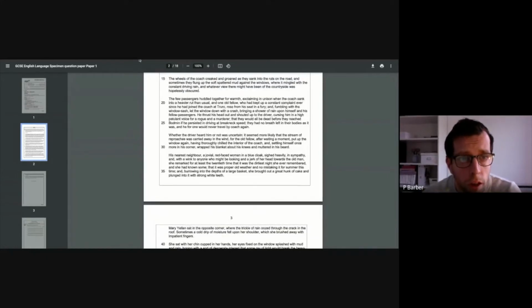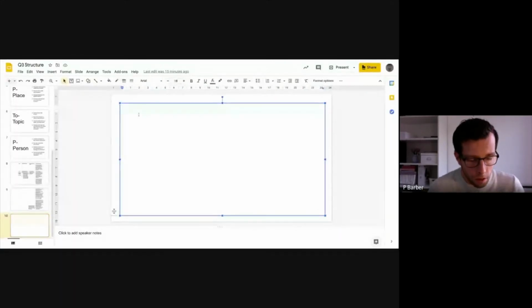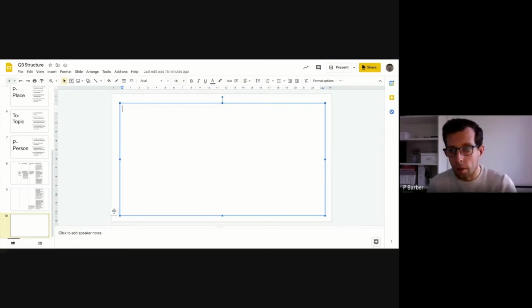So if we are looking at introducing a paragraph for this, we're going to start by thinking what changes. Ultimately, we go from introducing a range of characters, the driver, the passengers, and finally focusing on Mary Yellen. So this is the point that we're going to be making.